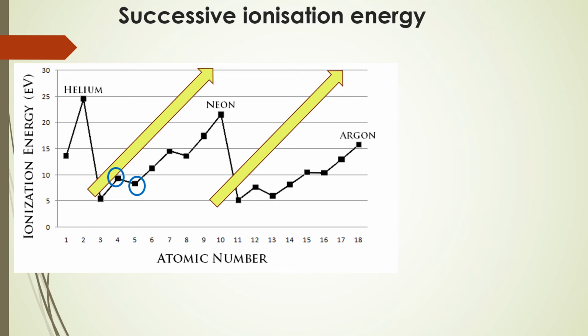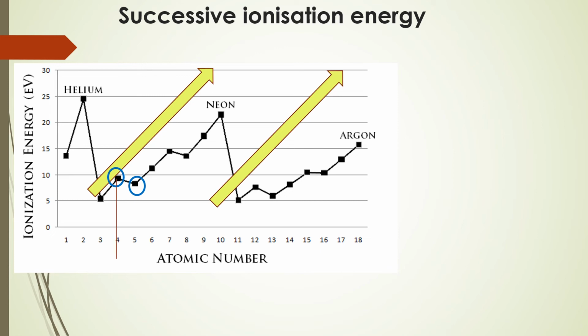By right, we expect atomic number 5 to have a higher ionization energy. But here we are seeing that it's the opposite case. So let's try to understand why there is a fluctuation in the ionization energy here. And to explain that, we are going to be looking at the stability of the valence orbital.